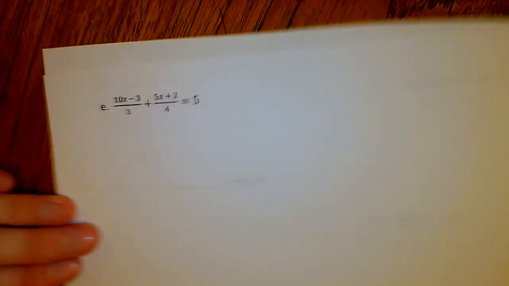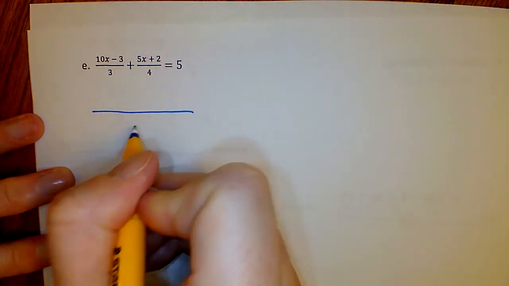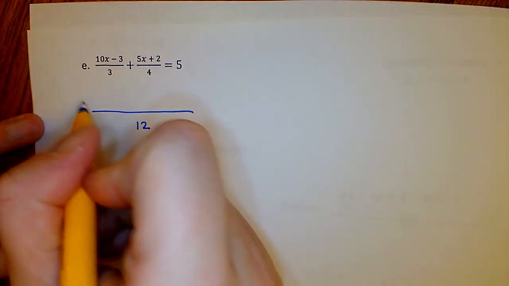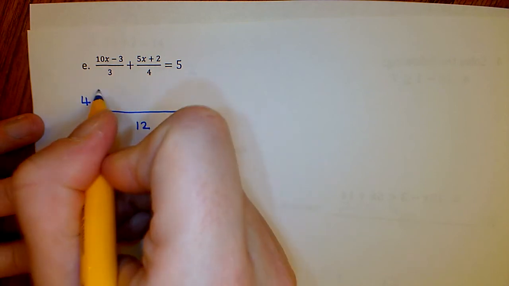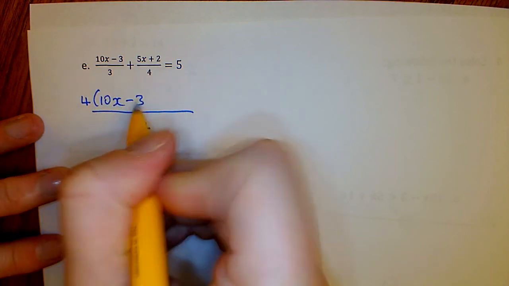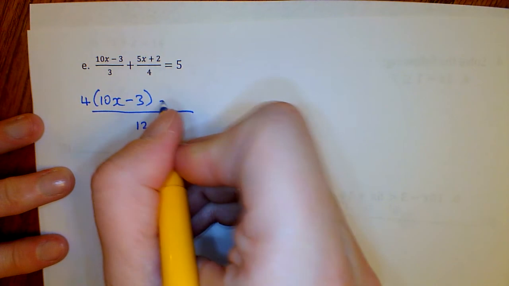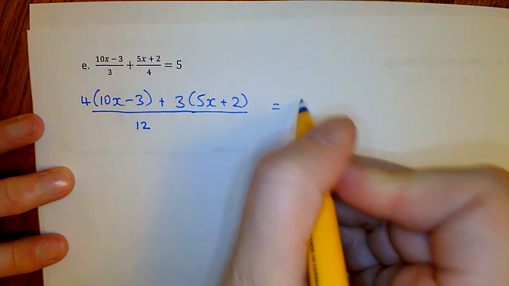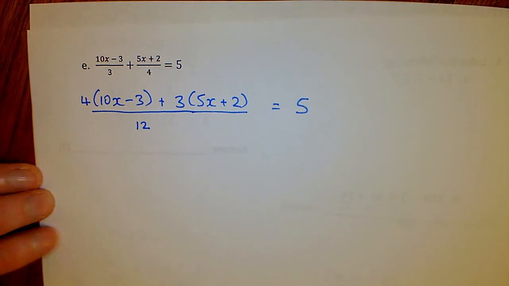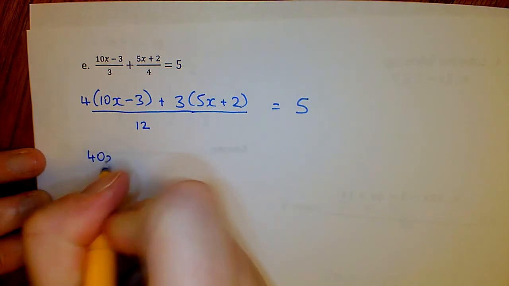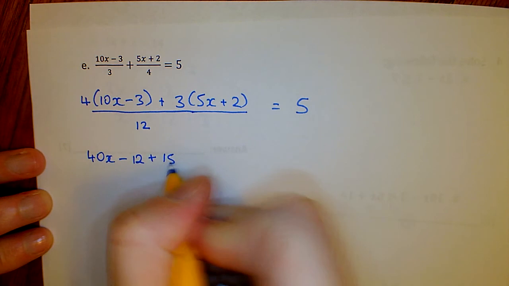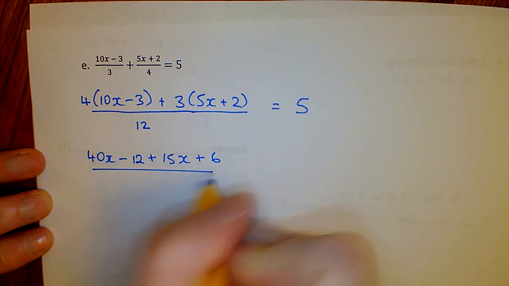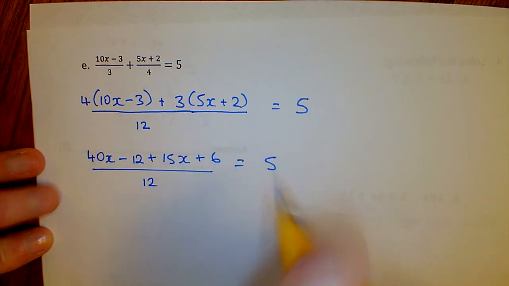Okay, our next one, the fraction ones. So our common denominator is 12. So we're going to multiply the first one by 4. So 4 times 10x minus 3. And we're going to multiply the second one by 3. And keep the 5 over the other side. So multiplying out the brackets, we get 40x minus 12 plus 15x plus 6, all over 12 equals 5.